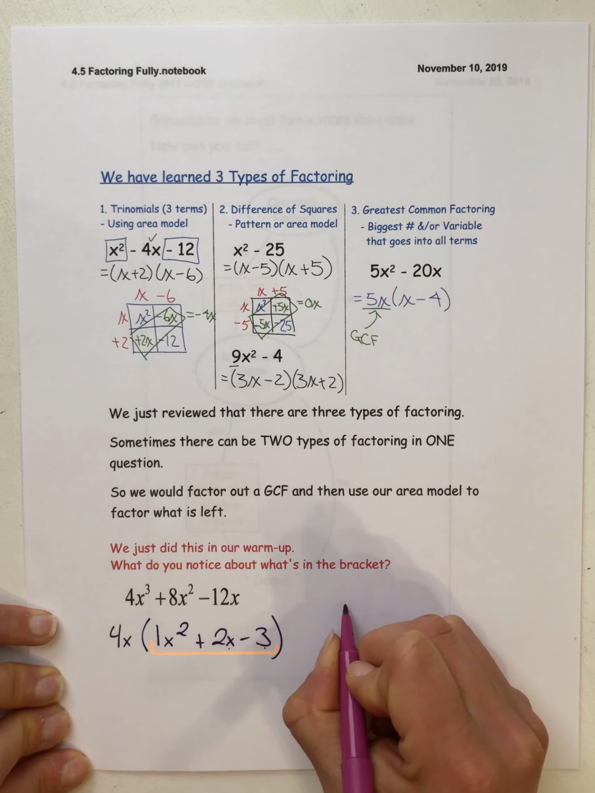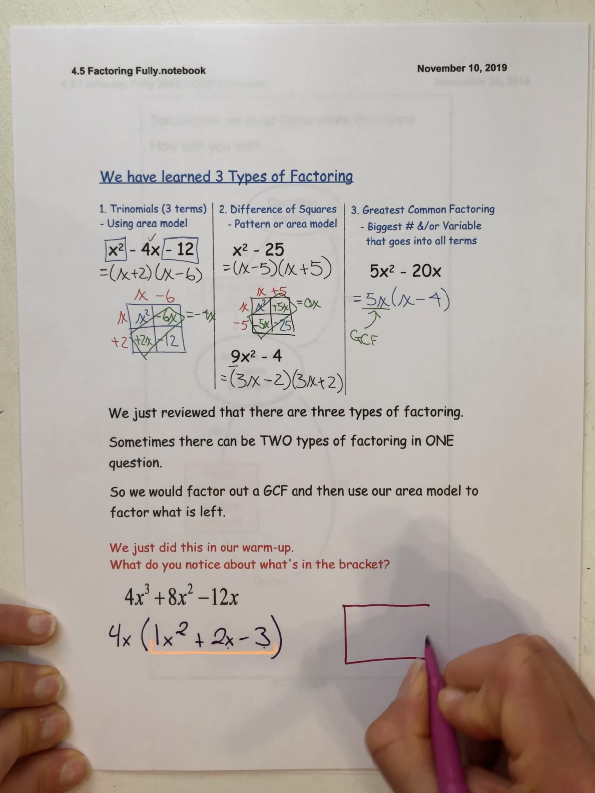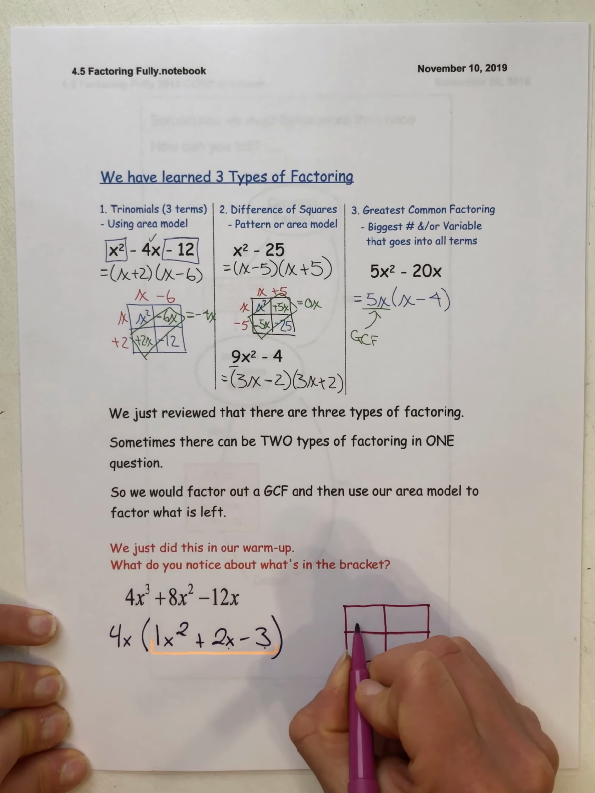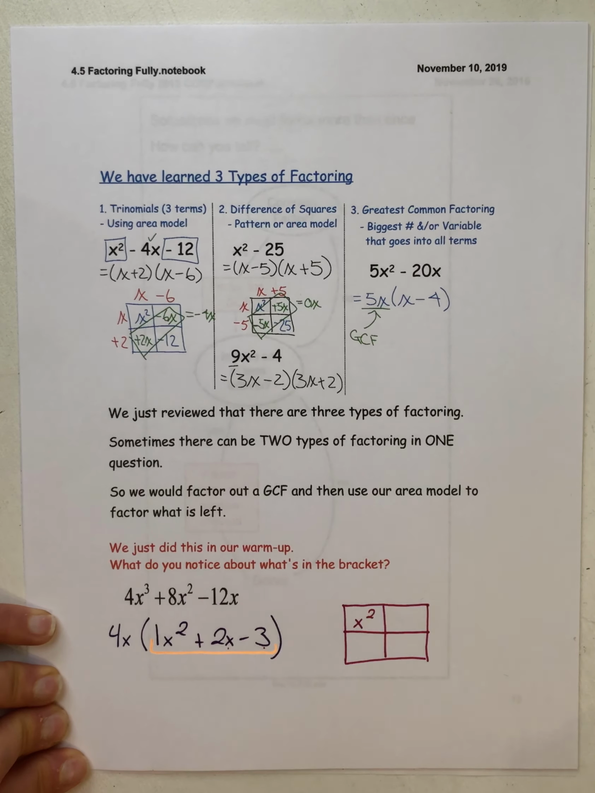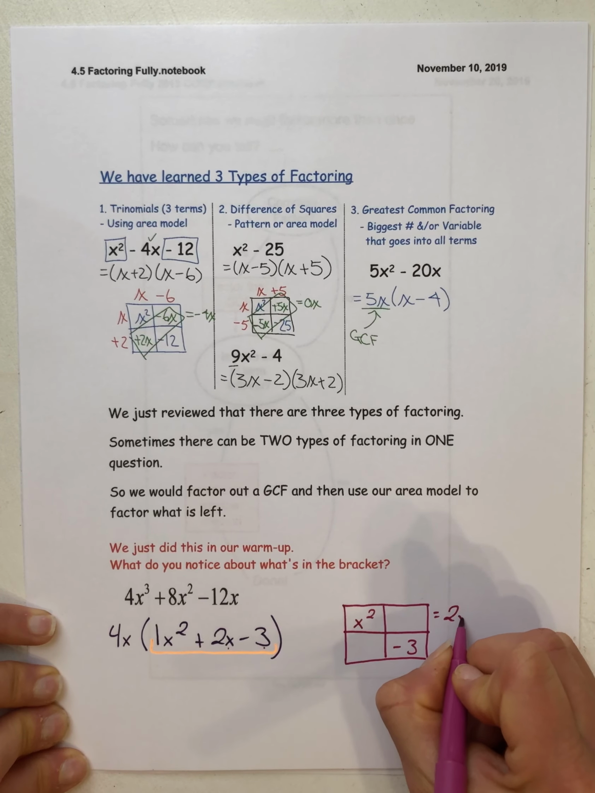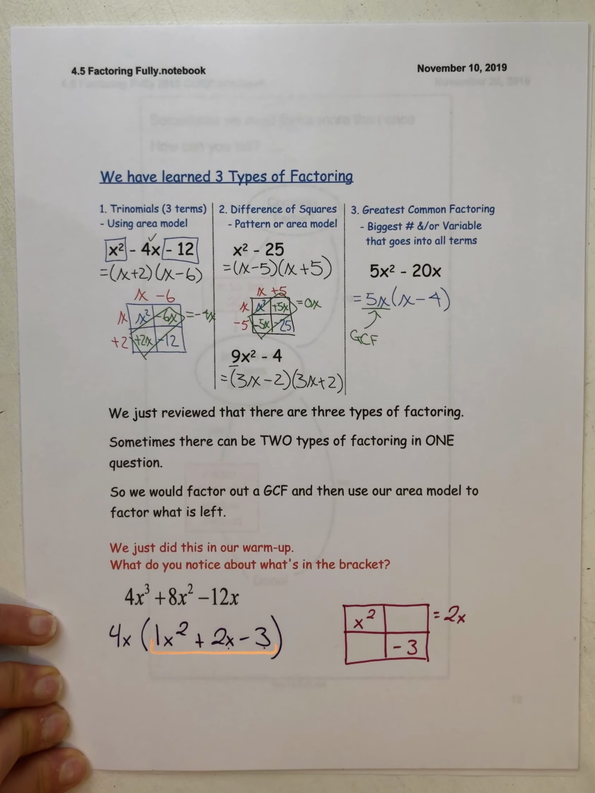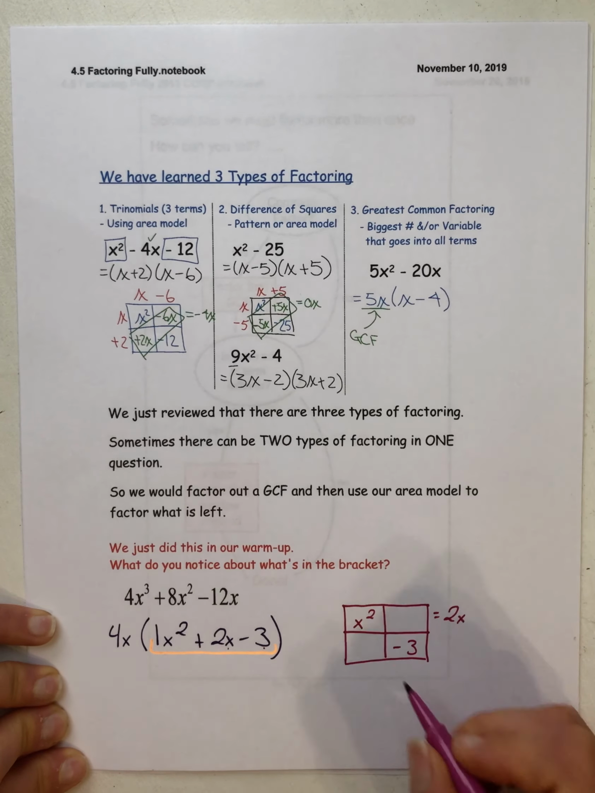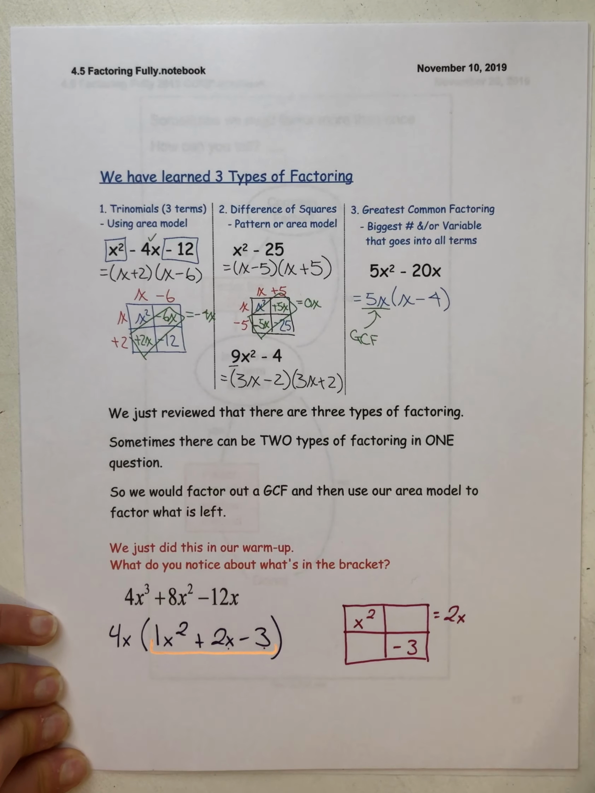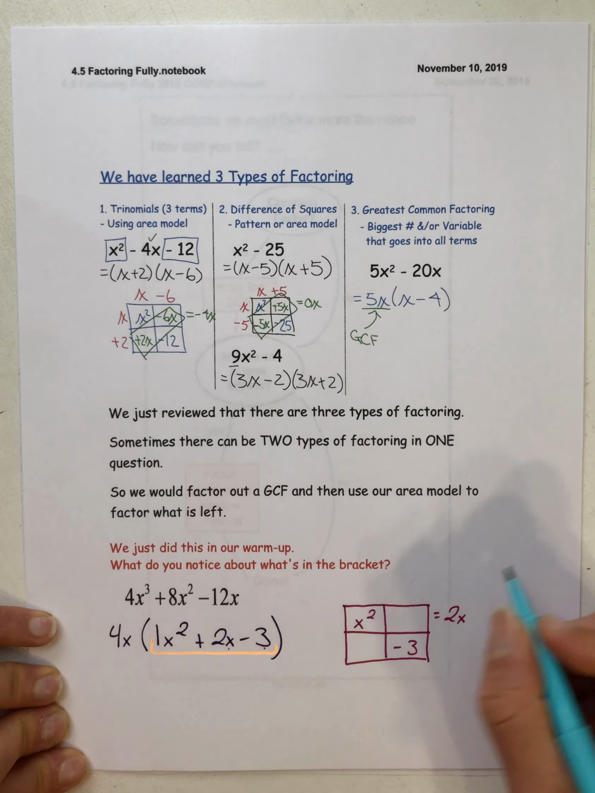So let's take a look and do our window method for the remaining leftover. So we have an x squared here. We have a negative 3 here. And we know that these two added together equal 2. So now what we need to do is find what multiplies to negative 3 and adds to 2. Okay, so what multiplies to negative 3?